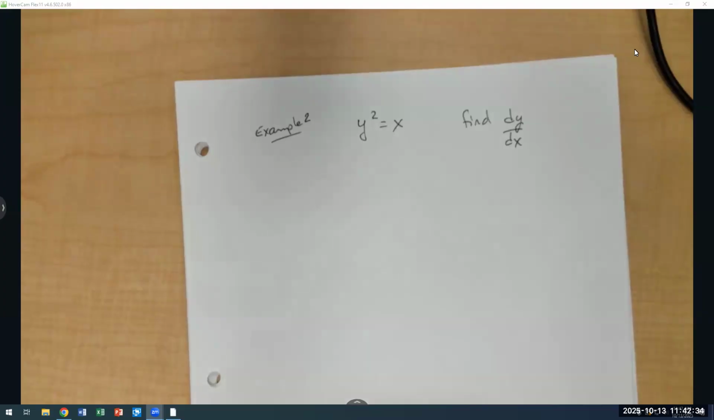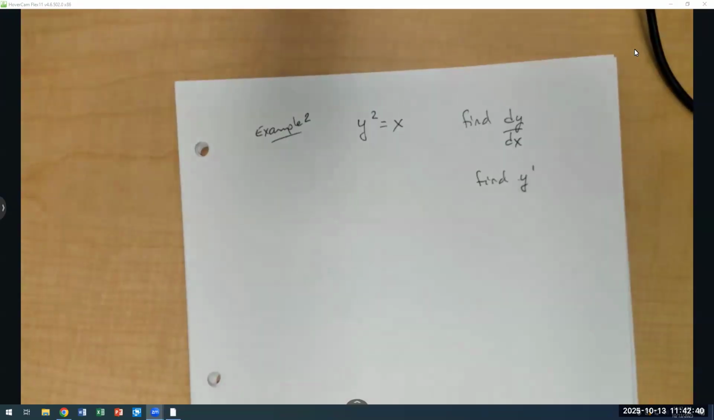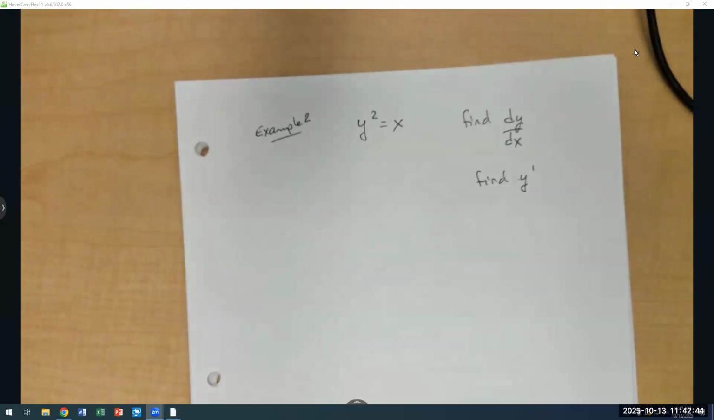This question could have been stated differently. I could have said, find y prime. They mean the same thing. Again, you just have to remember that y prime means dy/dx.